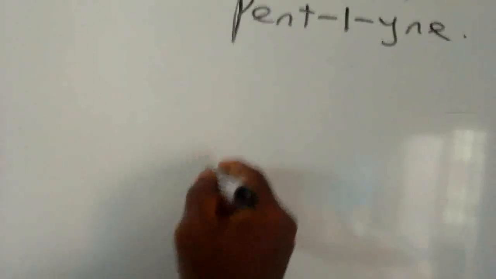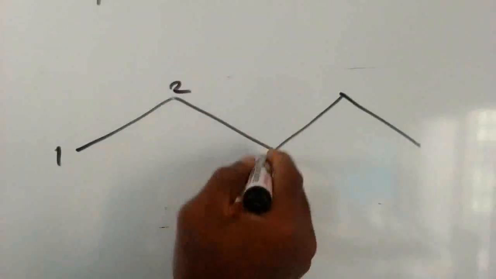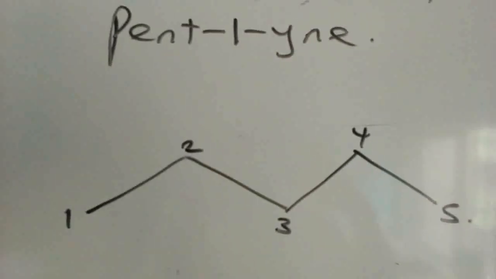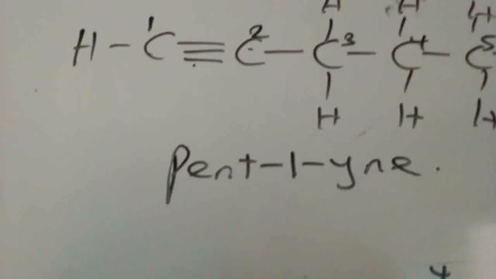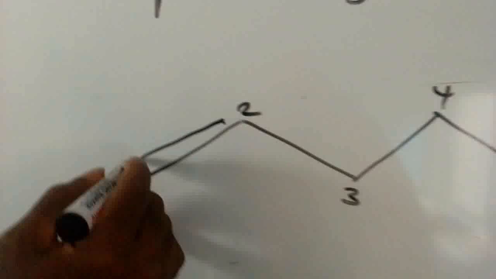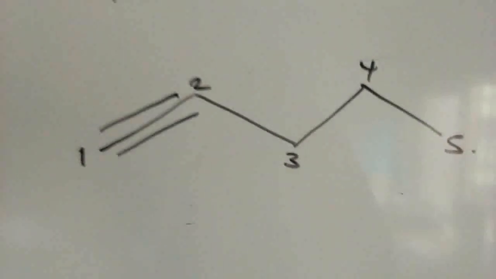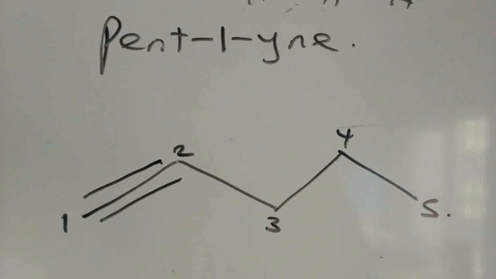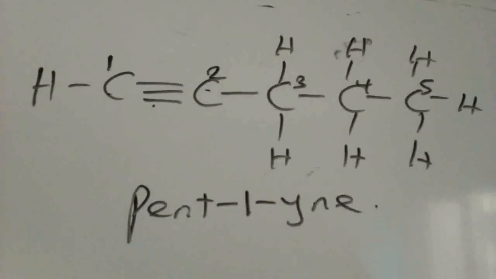I'm going to draw a line connecting 5 carbon atoms. So that is it: 1, 2, 3, 4, 5. This is pentane. Then the triple bond lies between carbon number 1 and number 2, so I'll put the triple bond here, one line and another line. Triple bond between carbon number 1 and number 2. So that is pent-1-yne drawn on the board for us.